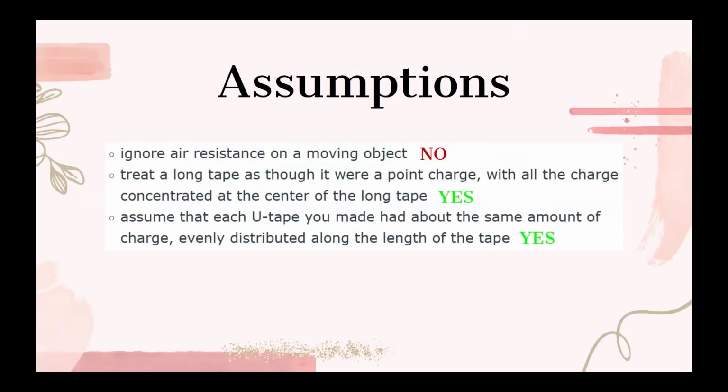Next, we can move on to our assumptions. For the first assumption, we do not ignore air resistance on a moving object because once tape B floats, this becomes static friction. Next, we do treat a long tape as though it were a point charge because we can see that this is what we did for all of our calculations earlier. Finally, we assume that each tape has the same amount of charge and is evenly distributed because the same processes were used to charge both pieces of tape.